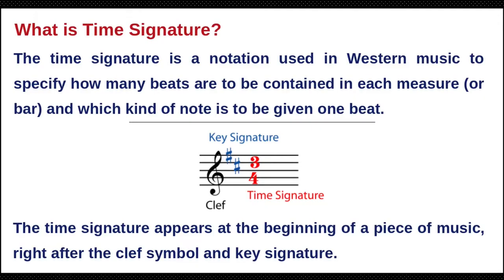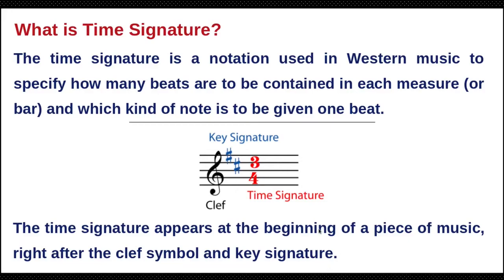Alright, let's get started. A time signature is a notation used in Western music to specify how many beats are to be contained in each measure or in each bar, and what kind of note is to be given one beat.